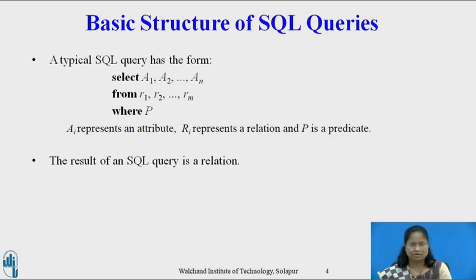The basic structure of an SQL expression consists of three clauses: select, from and where. A typical SQL query has the form: select A1, A2, up to An from R1, R2, up to Rm where P. Here each Ai represents an attribute, each Ri is a relation, and P is a predicate. If the where clause is omitted, the predicate P is true and the result of the SQL query may contain multiple copies of some tuples.